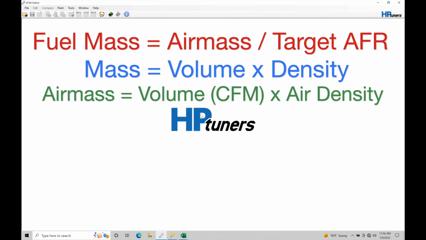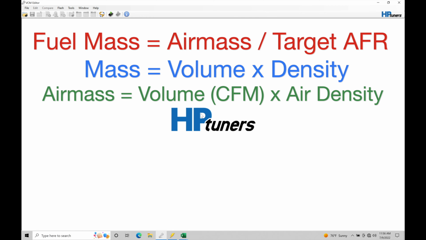But then we have this density aspect that we also need to account for. Density is going to be how many oxygen molecules are packed into that volume of air. And it makes a difference because if it's hot air versus cold air, we'll have more oxygen molecules packed into cold air compared to hot air. And that's because it's more dense. The air is more dense as it's cold.